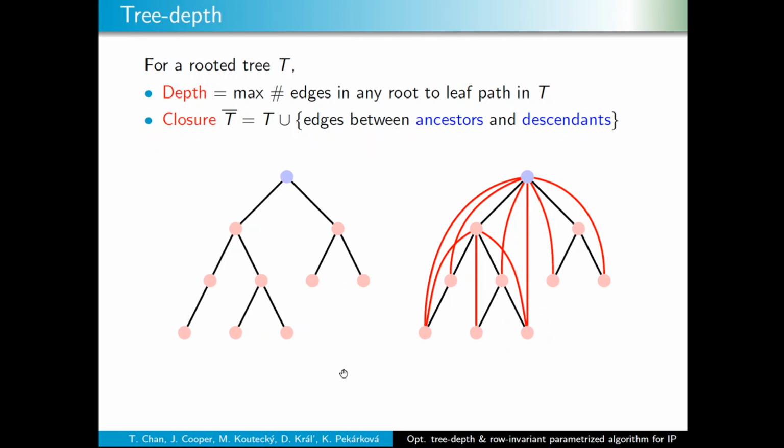Before defining tree depth, we need a few definitions. First of all, fix your favorite rooted tree T, since it's my favorite tree apparently. The depth of my rooted tree is simply the largest number of edges on a root to leaf path in T. So for example, in this tree, the depth will be 3, as evidenced by this path here. And the closure of T is obtained by adding edges from every vertex to its ancestors without creating multi-edges. In this diagram, red edges represent the additional edges gained from the closure operation.